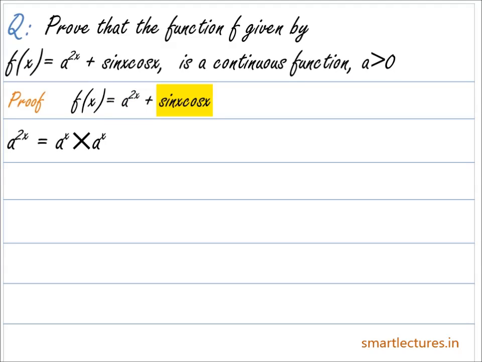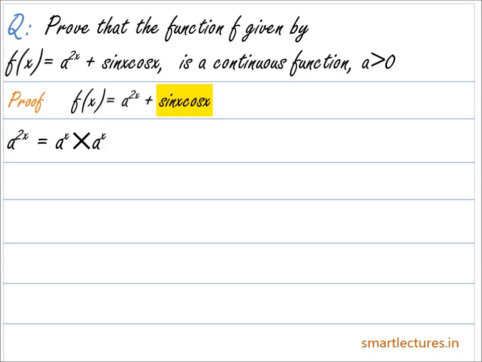And the second function is sin x into cos x. And here in the previous episodes you already learned that sin x as well as cos x are both continuous functions. And the product of two continuous functions is also a continuous function. So that means the function sin x into cos x is also a continuous function.